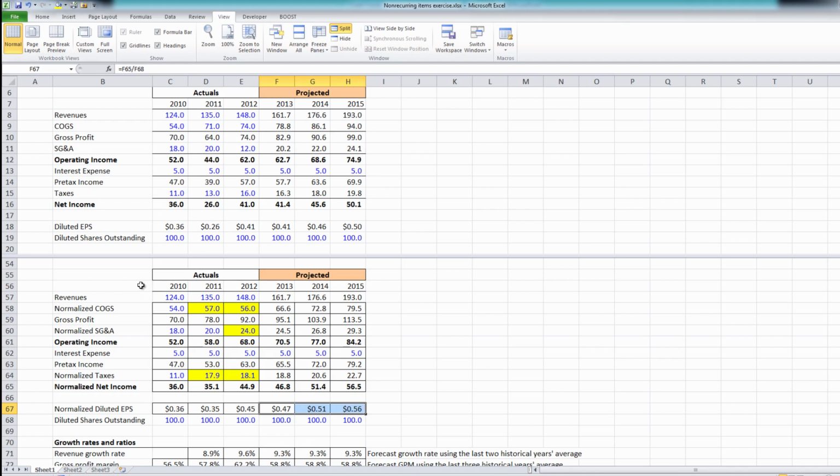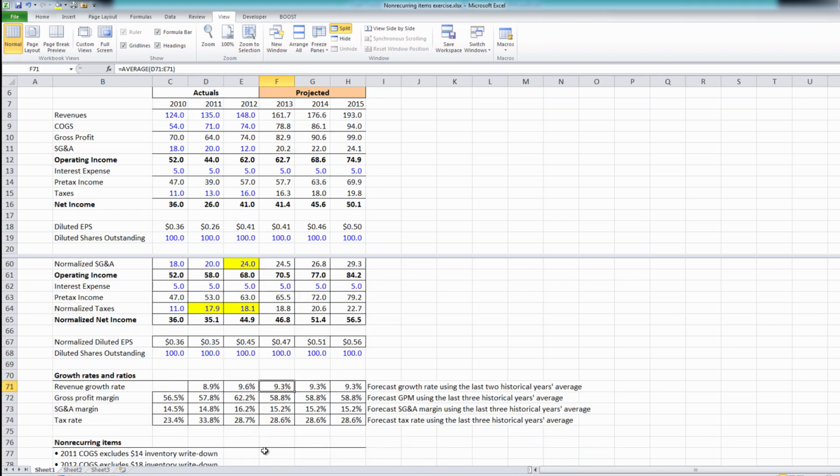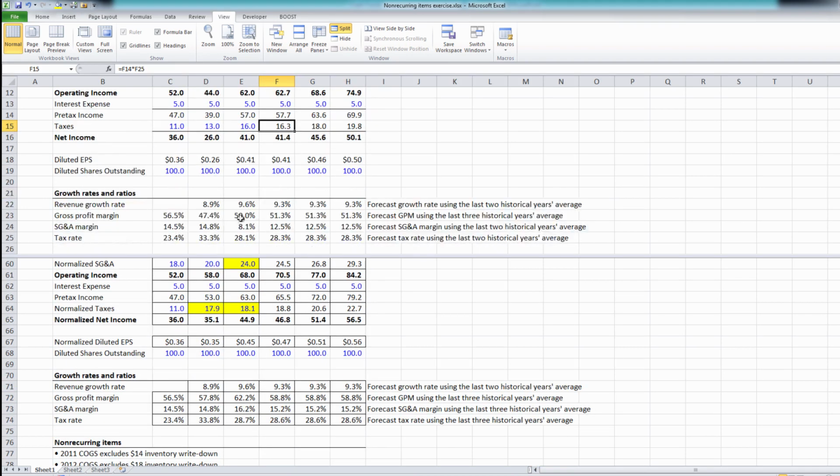Going forward, why should the fact that we've excluded historical expenses affect the forecast? Notice here, EPS on a GAAP basis is much lower than EPS on a normalized basis. We calculated growth rates and ratios the exact same way that they were done in the past. The difference is that because the growth rates and margins are relying on historical growth rates and margins, notice the gross profit margin uses the last 3 years worth of results. Same with SG&A and the tax rate.